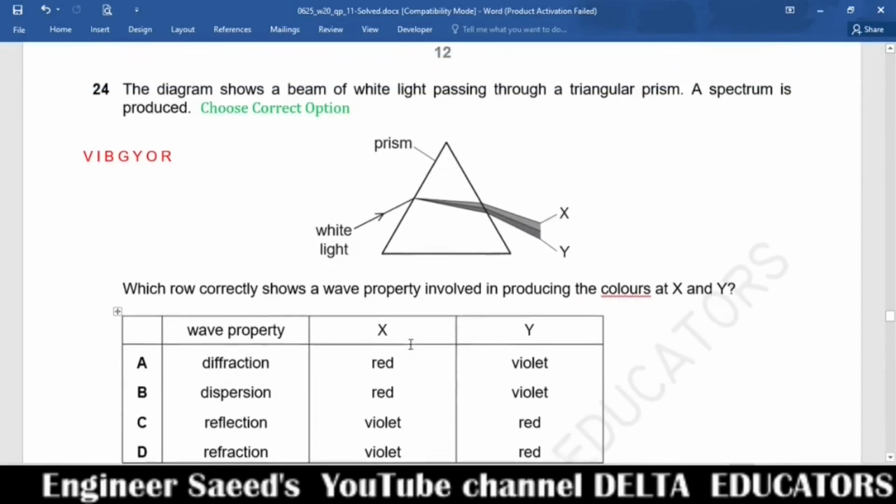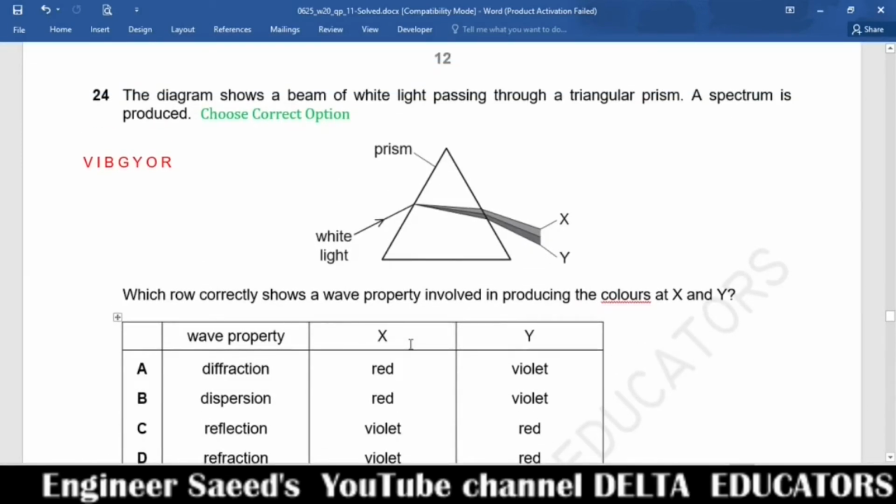Question number 24. The diagram shows a beam of white light passing through a triangular prism. A spectrum is produced. Which row correctly shows a wave property involved in producing the colors at X and at Y?